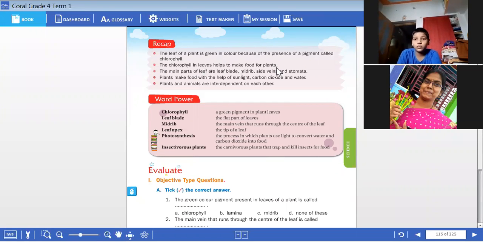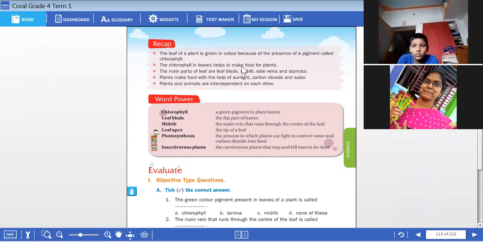The chlorophyll in leaves helps to make food for plants. Yes, not only chlorophyll, three other elements are also there that help the plants to make food. What are the four elements, children? Water, sunlight, carbon dioxide, and chlorophyll. These are the four elements which help the leaf to prepare food for plants. The main parts of leaves are leaf blade, midrib, side veins, and stomata.